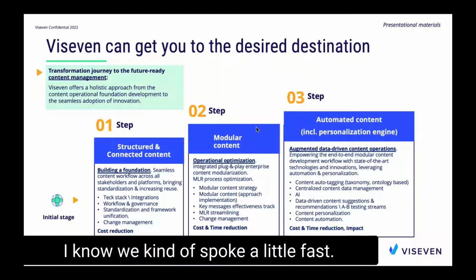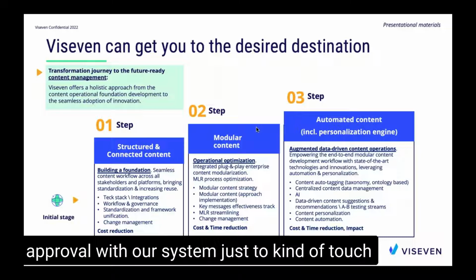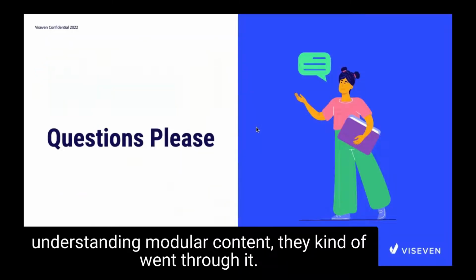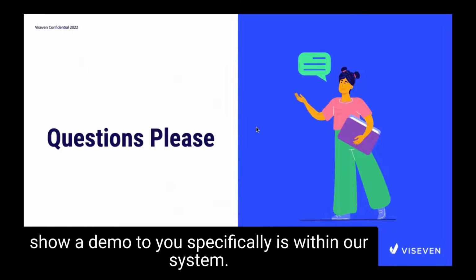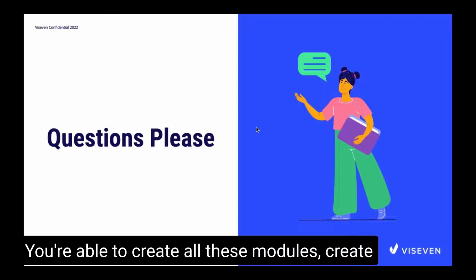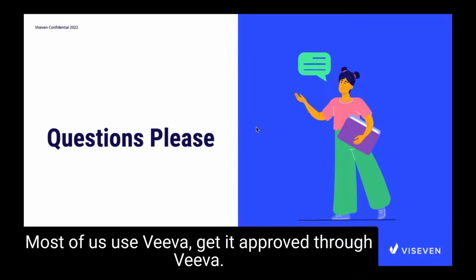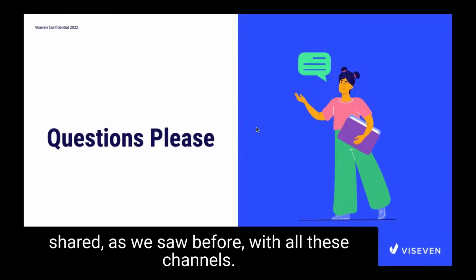I know we kind of spoke a little fast. There was a lot to touch. With the MLR approval with our system, just to touch up on some of our questions, understanding modular content, they kind of went through it, but the MLR process of modular content, and I'm happy to show a demo to you specifically, is within our system, you're able to create all these modules, create all this smart content, get it approved. Most of us use Viva, get it approved through Viva. Once it's approved, the module is able to be shared, as we saw before, within all these channels.